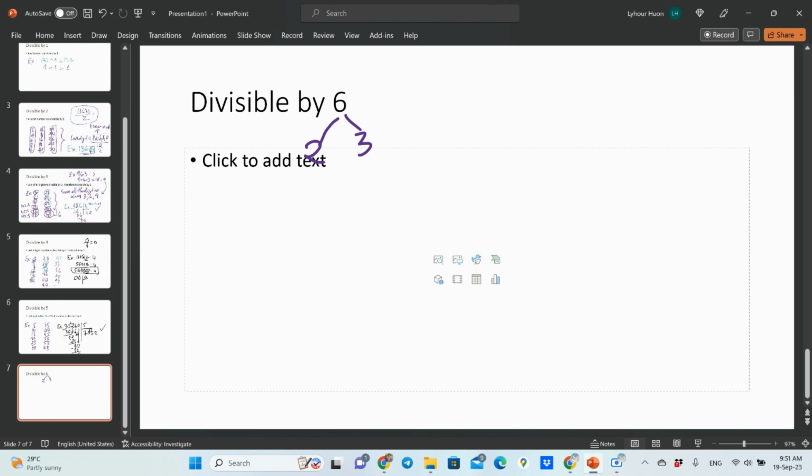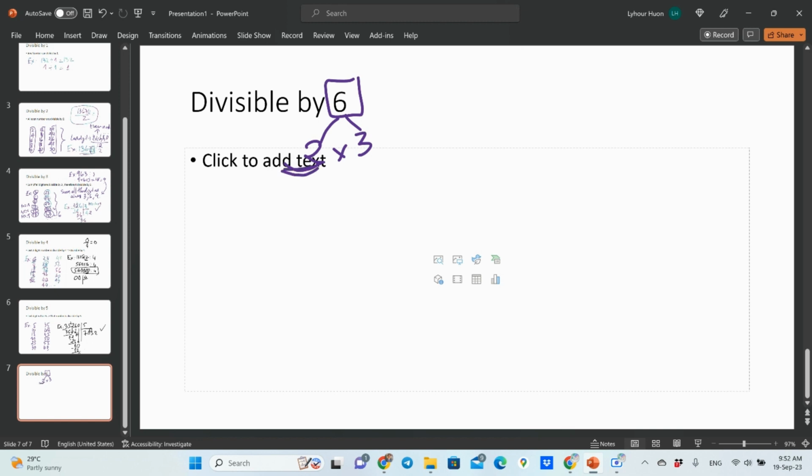So for a number that is divisible by 2 and divisible by 3, we know the rules. 6 is a compound number of 2 and 3, right? So when we apply these two rules together, will the number be divisible by 6? We thought maybe it would be, but now let's check together whether, if we combine those two rules, the number is divisible by 6 or not.